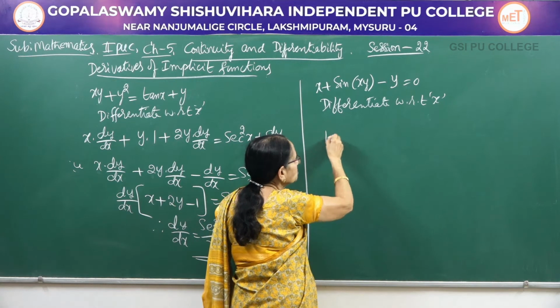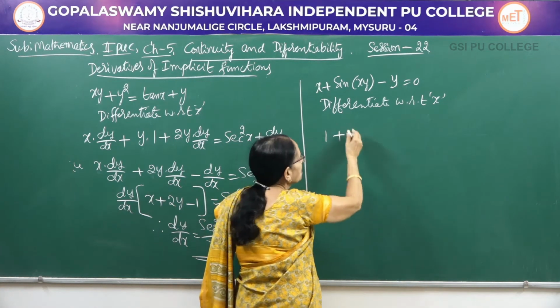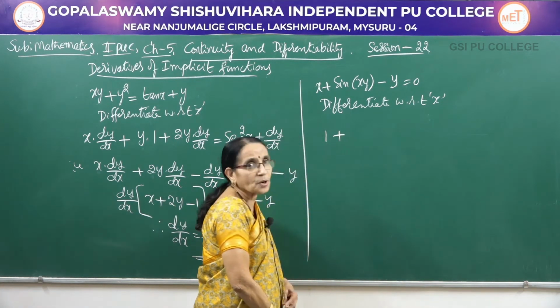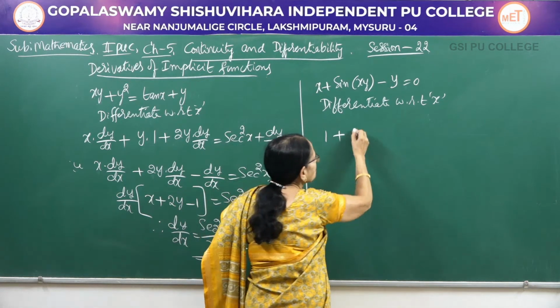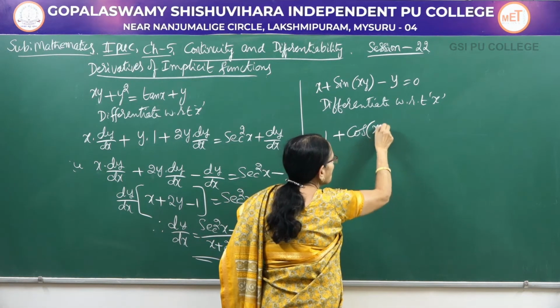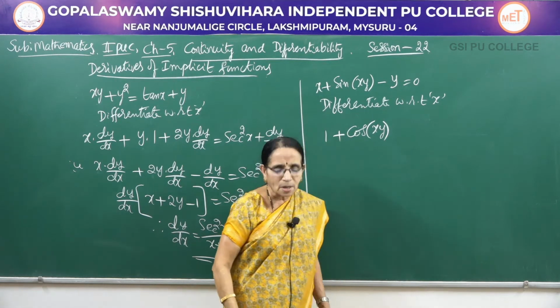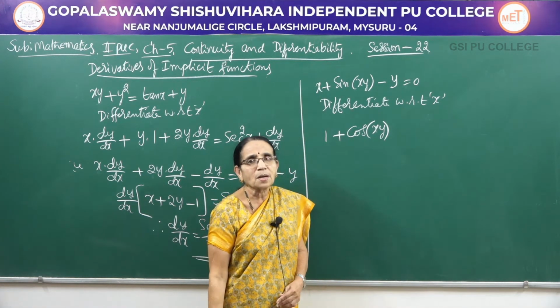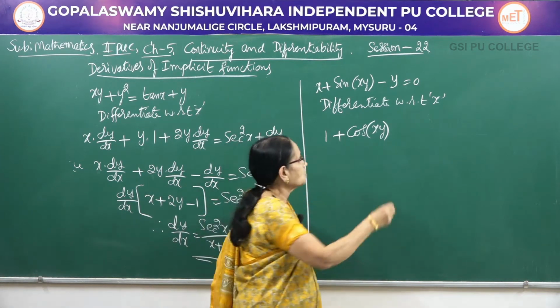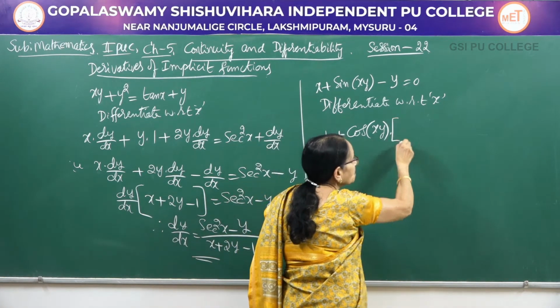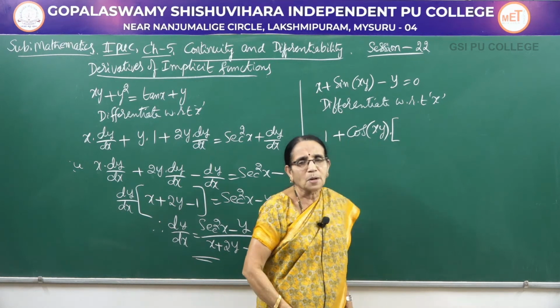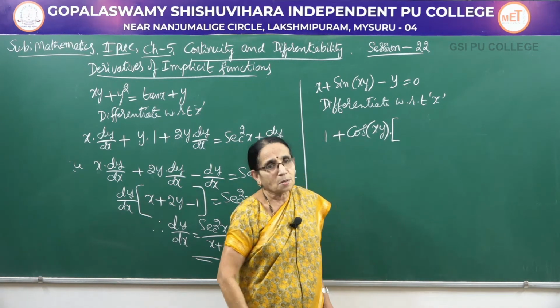So x becomes 1 plus, here it is sine of xy, let me write it as cos of xy. Okay. So one part is over. The sine function I have taken into consideration. Now xy is remaining. For xy, write always inside the bracket, because we are applying the product rule, which means there would be two terms there.